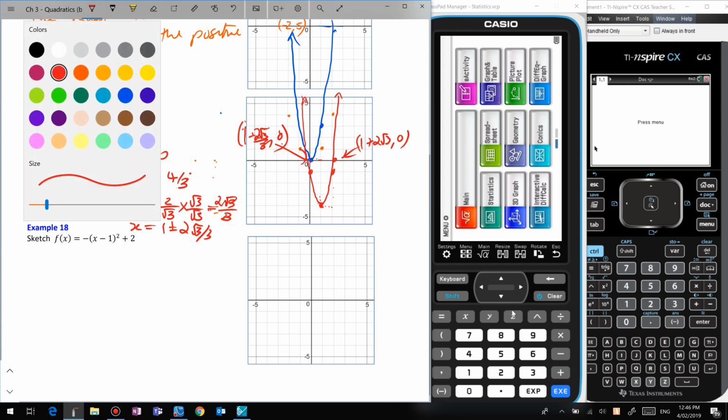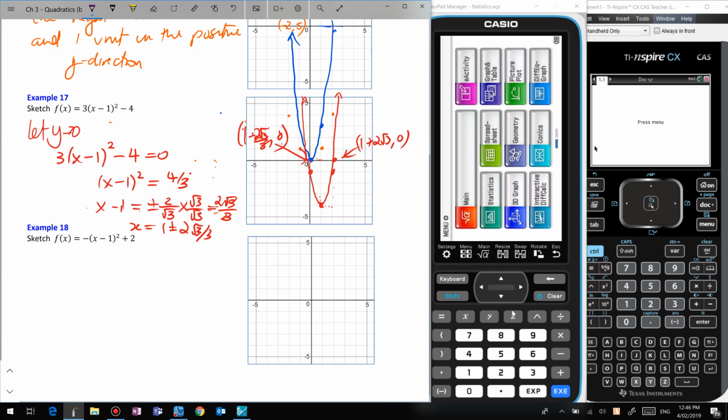Okay, our next one, let's change to a purpley colour. It's been moved 1 to the right and 2 down. Actually, it's been reflected first, so it's turned upside down. It's been moved 1 to the right and then 2 up. So there's my point. We know it hasn't been dilated, so we move across 1 and down 1, across 2 and down 4. So there's my graph. My turning point is 1, 2.